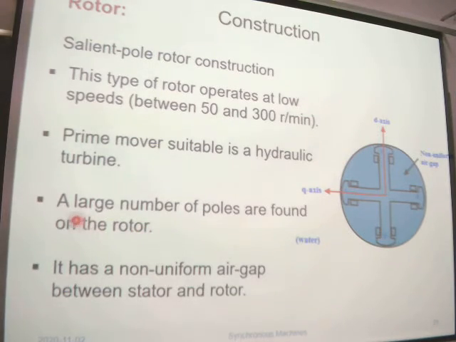There will be a large number of poles. We know the speed is inversely proportional to the number of poles. So this kind of rotor can have a large number of poles, maybe 50 or 60. And also we know the air gap is not a constant value between the rotor and the stator.